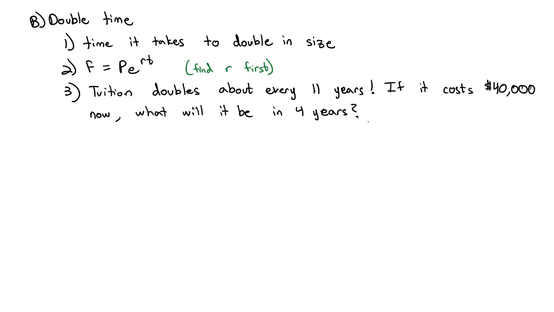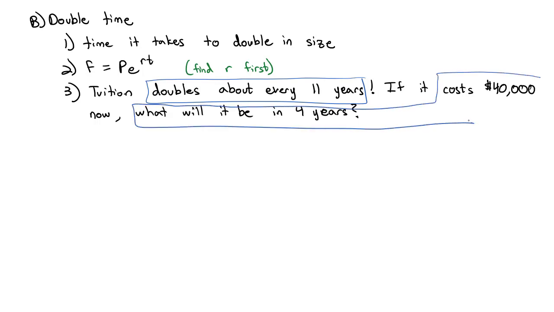when this freshman graduates? Well, again, we've got two problems here. It looks like one problem, but there's really two. We know it doubles every 11 years. That's one problem. And we know it costs $40,000, and we want to know how that's going to grow in the next 4 years. Let's keep those problems separate as we solve, first for R, and then answer the question.